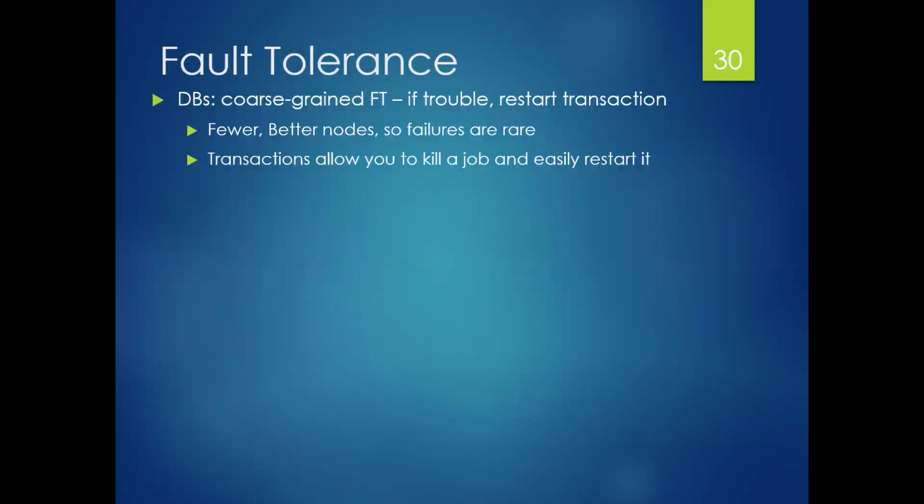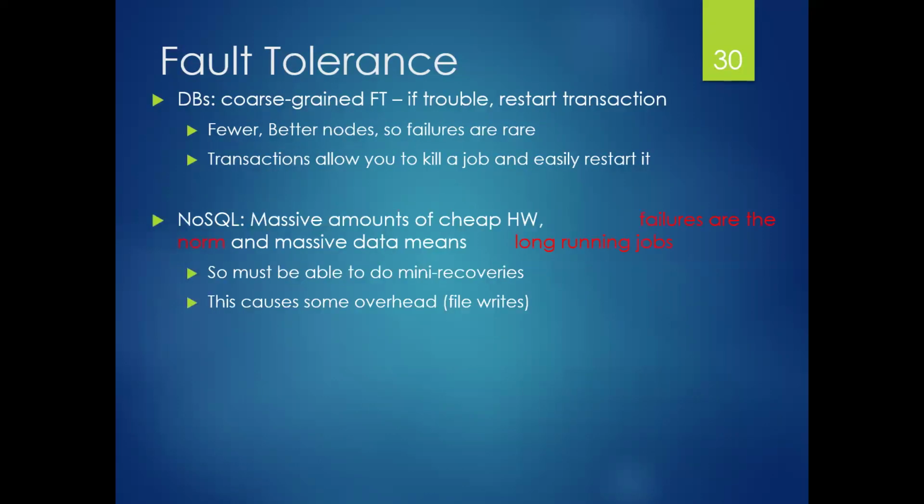Fault tolerance: DBMSs are grain if trouble restrict transactions, with few nodes, and some failures are rare. Transactions allow you to kill a job and easily restart it. In NoSQL, there are massive amounts of cheap hardware and failures are the norm, and massive data means long running jobs. So you must be able to do mini recoveries. This causes some overhead like file rewrites.